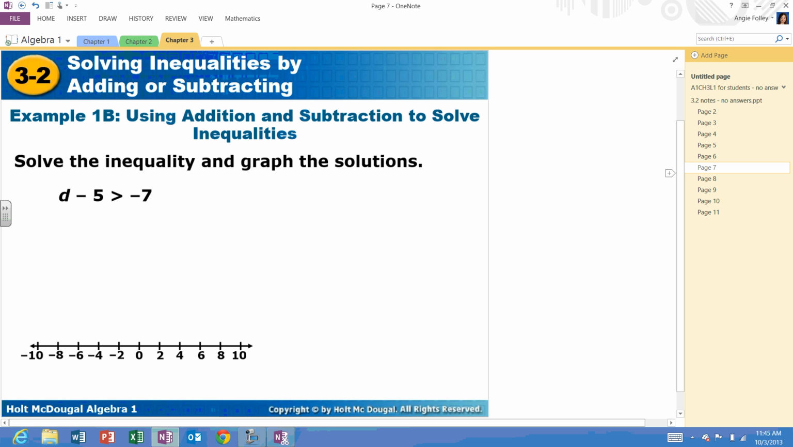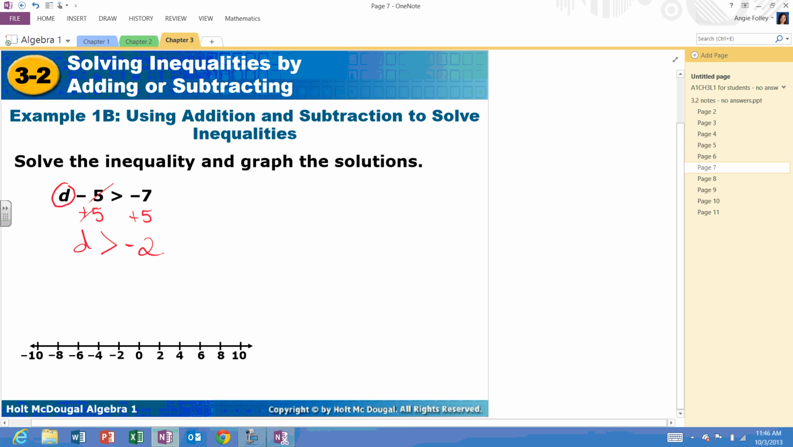All right, let's do another example. d minus 5 is greater than -7. Okay, let's find our variable. So d is our variable, and we need to look at what is being done to d. Well, we're subtracting 5. So in order to undo the 5, we need to use the inverse operation, which means to add 5 to both sides of the inequality. Now, this goes away, and we have d is greater than -7 plus 5, which becomes -2.